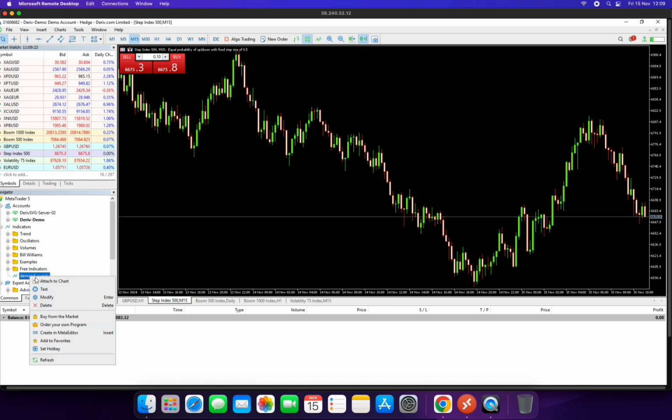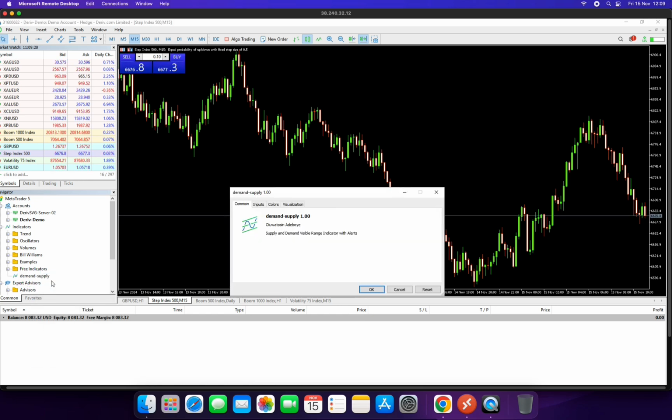This is the demand supply. So I'm going to attach it to the chart. You can just double click it if you come to the chart, or you can just drag it to the chart. Either you right click and you see attach, or you double click, or you actually drag to the chart. Any one of the 3 you can do.